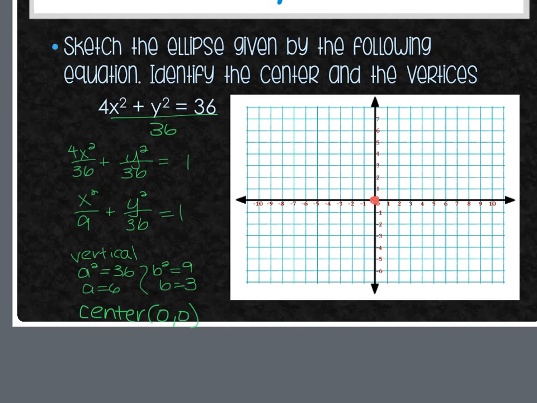Center's at 0, 0. It's vertical, so I'm going up the 6, which is the a, and down the 6, and right the 3, and left the 3. So my center is 0, 0. My vertices are 0, 6 and 0, negative 6. And my co-vertices, if it asks for it, which it doesn't, are negative 3, 0 and 3, 0.